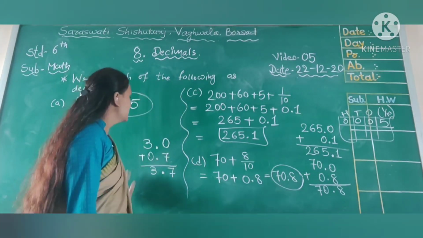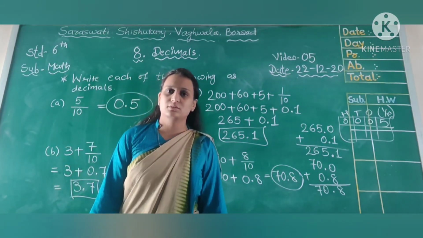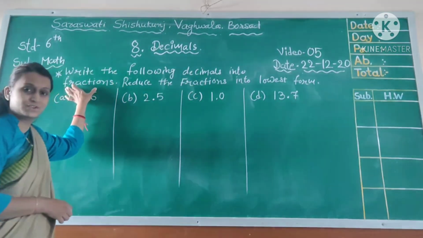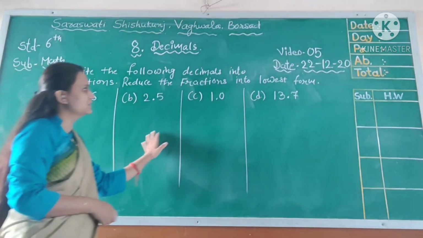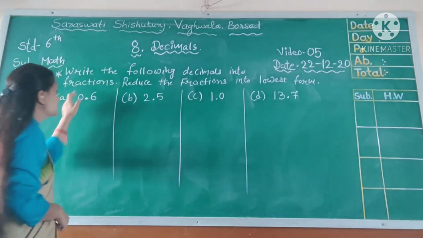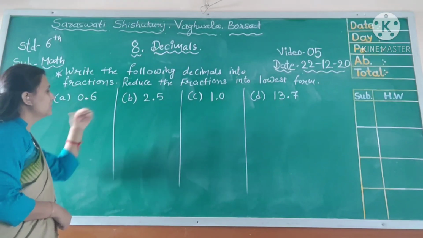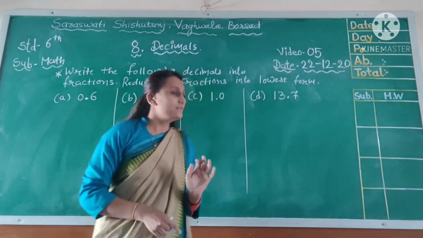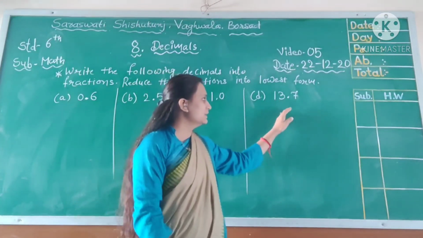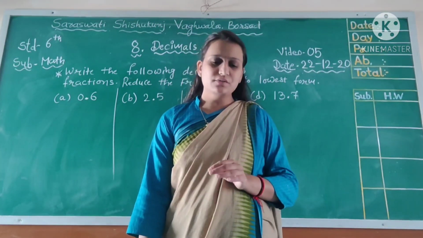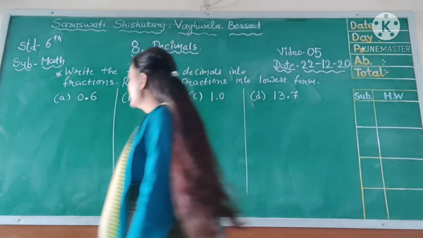So here we have learned different 4 numbers. Next question is to write the following decimals into fractions. Here you can see different digits are given as decimals. So we have to represent these decimals as fractions, and then we have to reduce the fractions into lowest form. Means first we have to find the fraction form of the decimal, and then we have to reduce that fraction into lowest form. So let us understand.